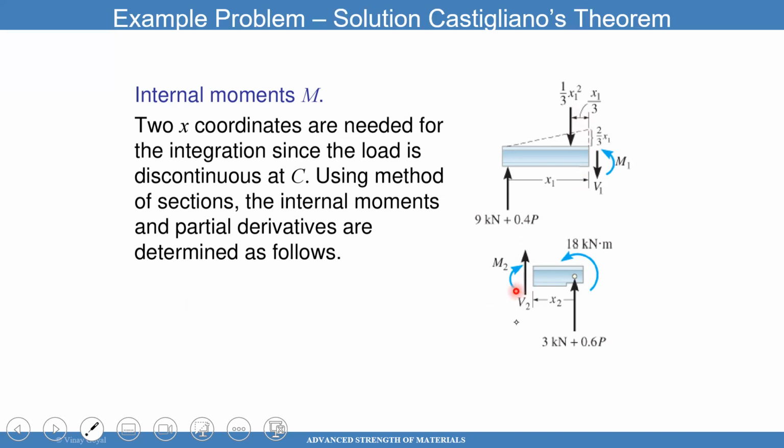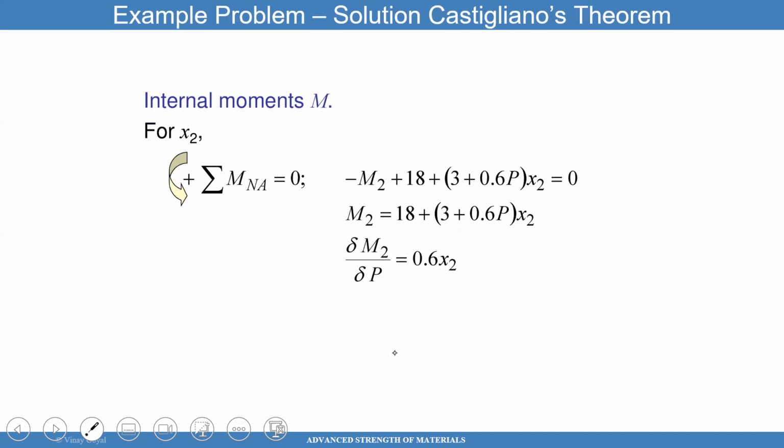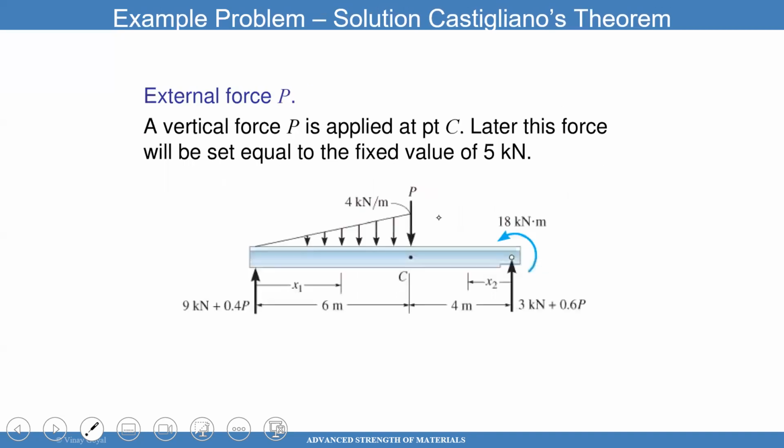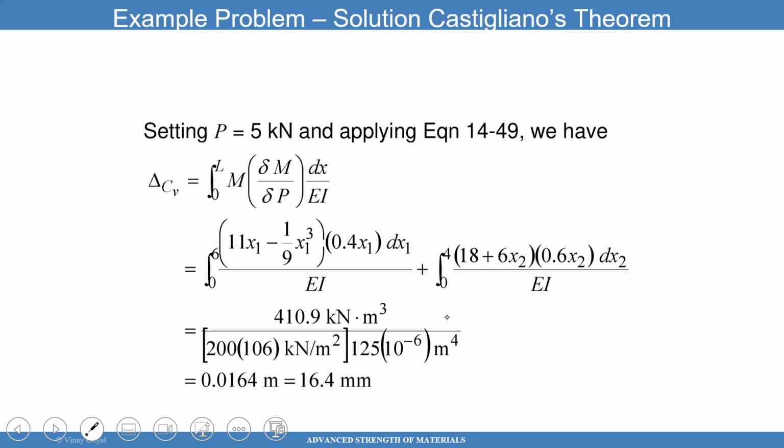So in this case, we have a moment 2 that can be quickly calculated. That moment 1 is this much. Find its derivative there with respect to P, because we're going to need that. And then for section 2, find the moment there too. And that section 2 we're talking about is this one right here. And then finally, I can now calculate the deflection there by taking the derivative of the strain energy with respect to P.